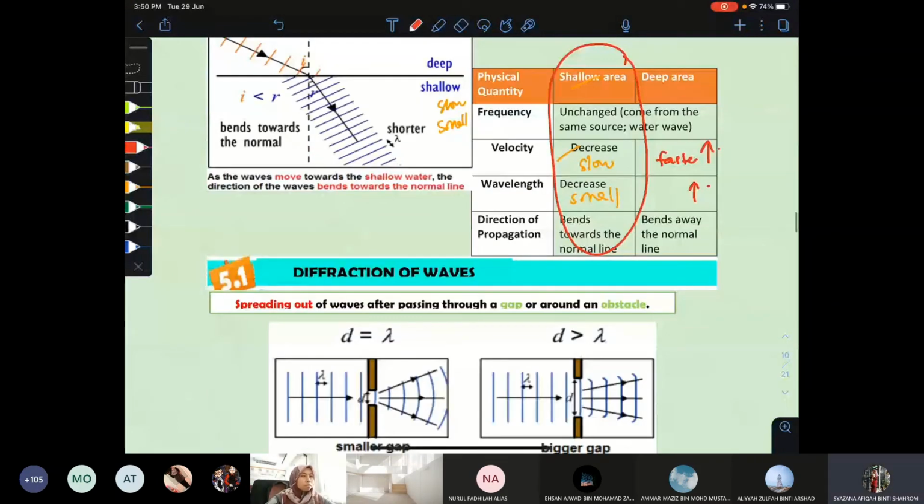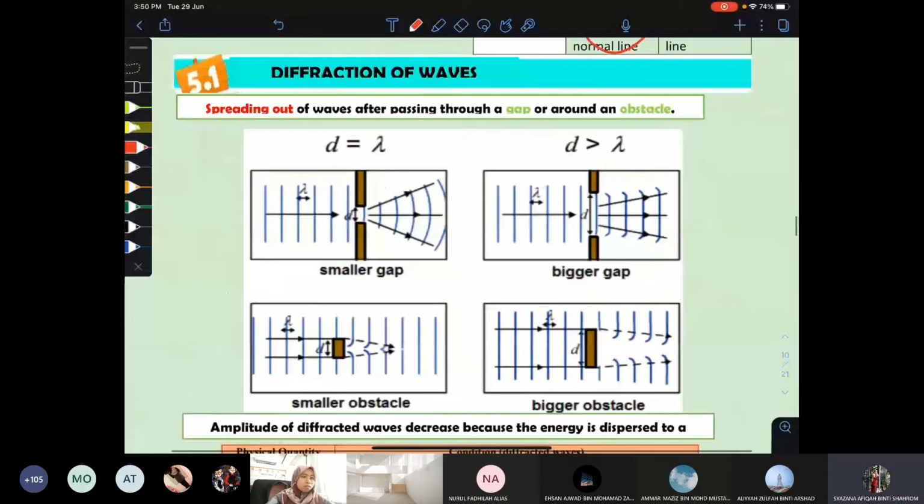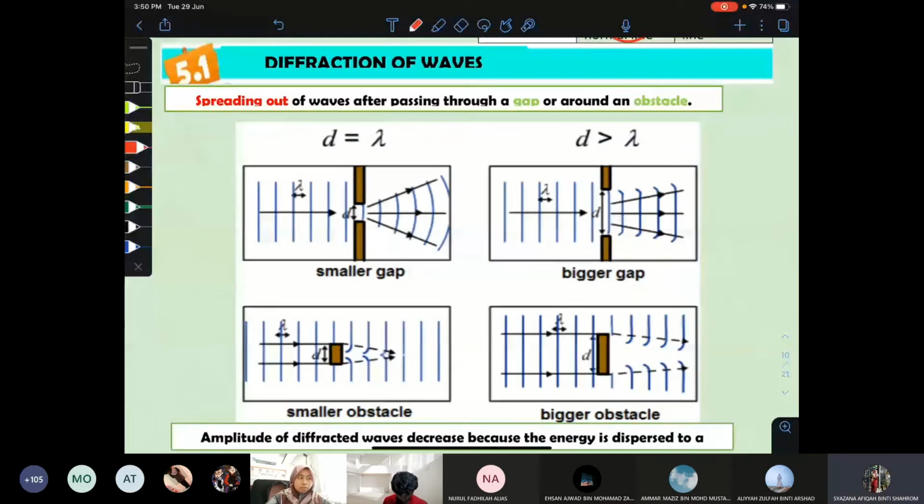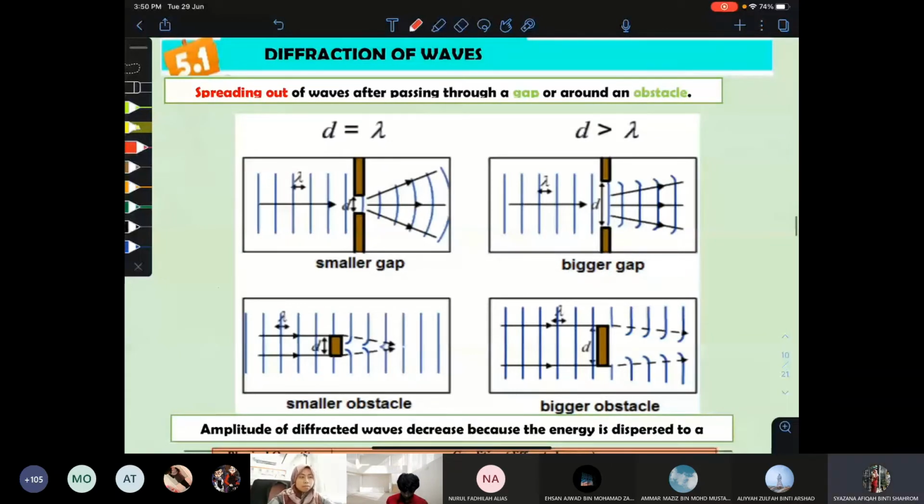Okay, and then we have diffraction. So what is diffraction? Diffraction is the spreading out of waves after passing through a gap or around an obstacle. Now I have two gaps here. What is the obvious difference between the two gaps? The width of the gap. Okay, so in this one the gap is bigger. Right, now you need to understand this.